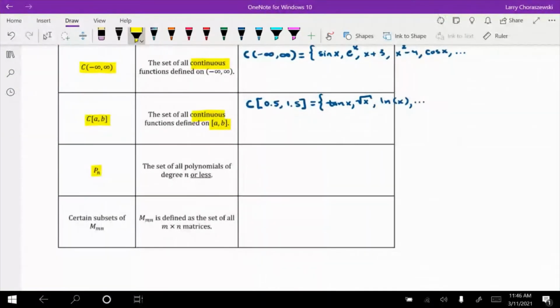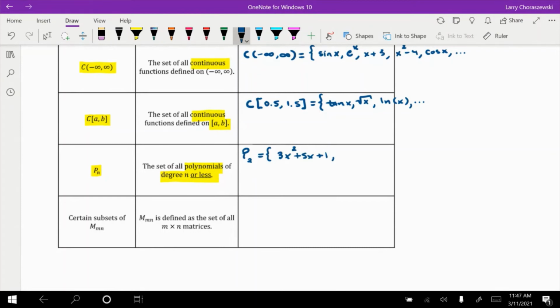Capital P sub n consists of the set of all polynomials of degree n or less. So as a specific example, if we had capital P and n was the value of 2, this would consist of the set of all polynomials with degree 2 or less. So one such polynomial that you would see in the set would be something like 3x squared plus 5x plus 1.